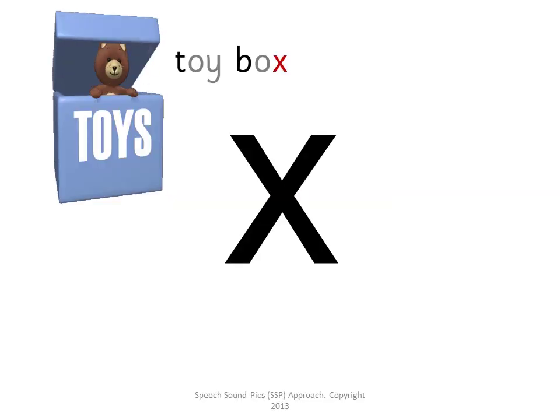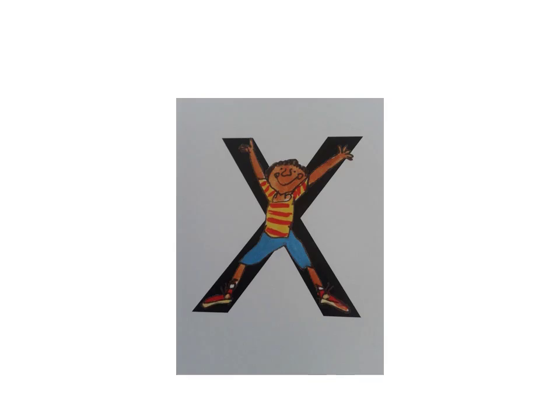X, box, box. It's a toy box. Down the arm and leg and repeat the other side.